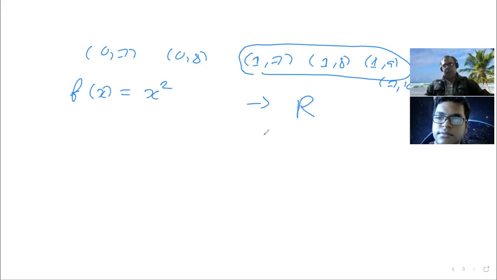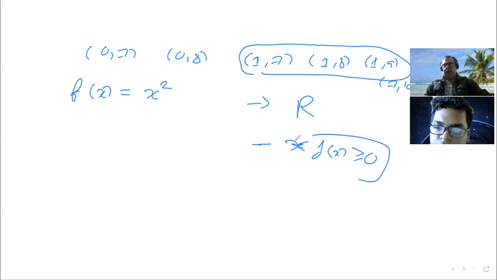And what about the range? Range is the output, right? It's always positive. So we can say that f(x) should be greater than or equal to 0. So the range is all values greater than or equal to 0, and for the domain, all the real values belong to the domain. So this is how we find a domain and range.